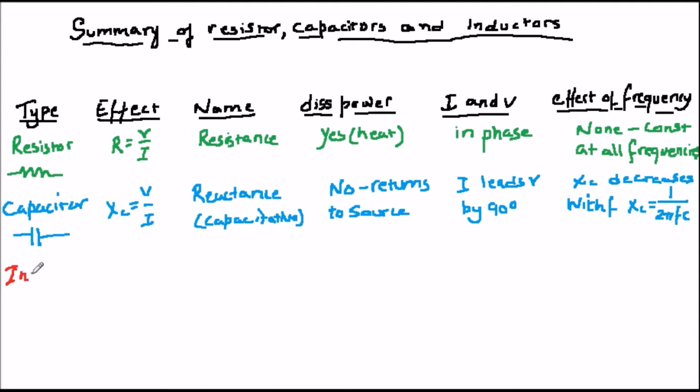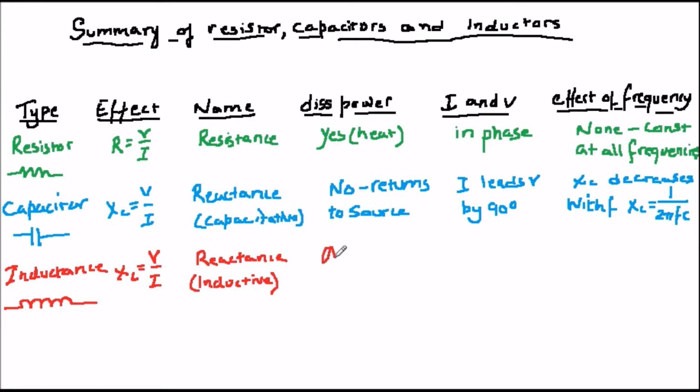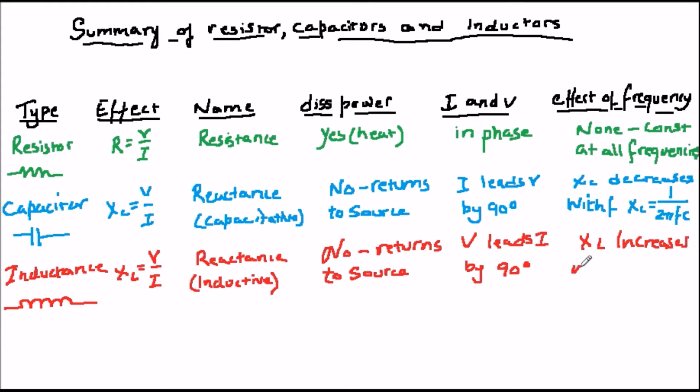The inductor in many ways is just the opposite. It's a coil of wire and it stores energy within its magnetic field. V leads I by 90 degrees in the inductor, and this time the reactance, the opposition to the flow of the current, increases with frequency.